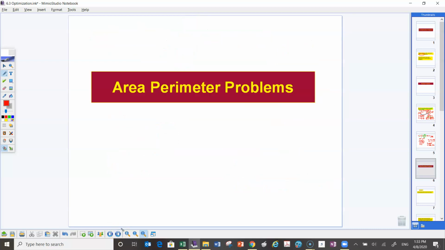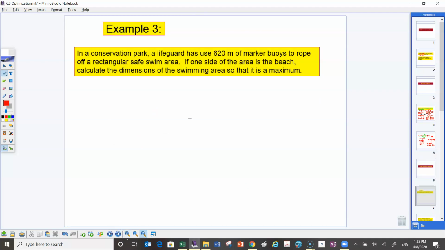So the next type of problems are area perimeter problems. And if we take a look at this question, it says that we have a conservation park. A lifeguard has 620 meters of rope to rope off a rectangular safe swim area. One of the sides of the safe swim area is going to be the beach, and you want to calculate dimensions that will maximize the swimming area.